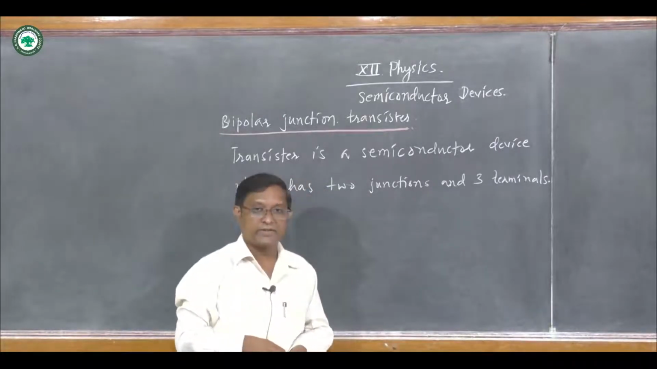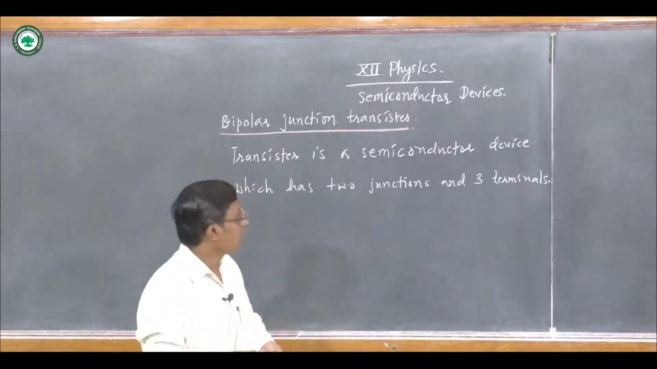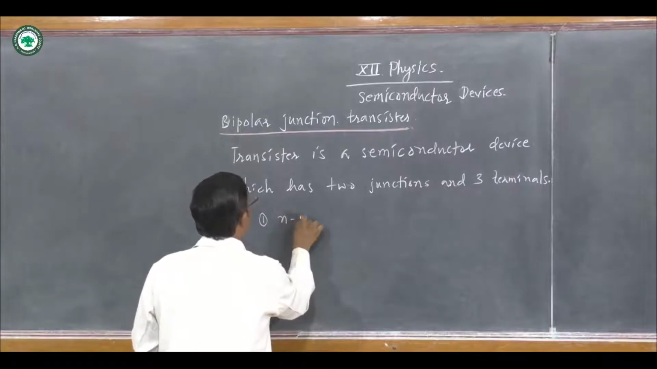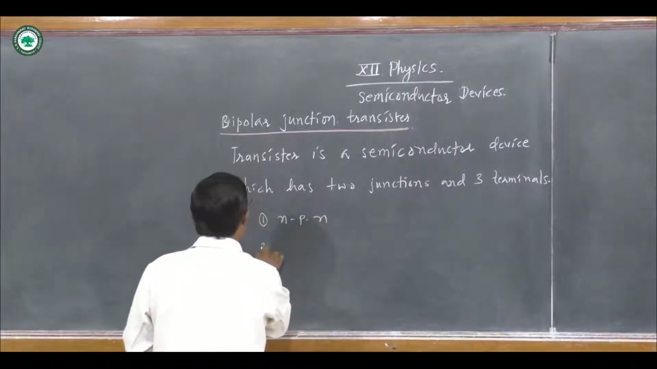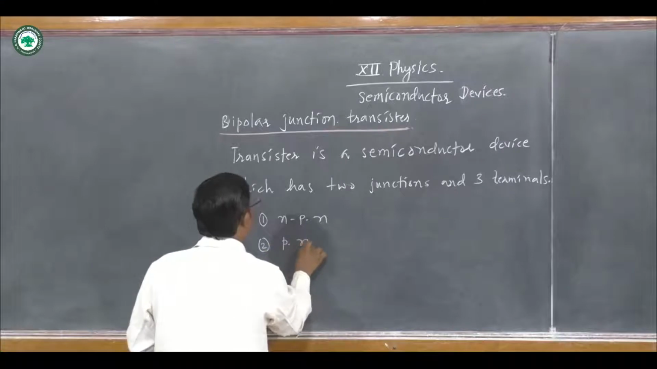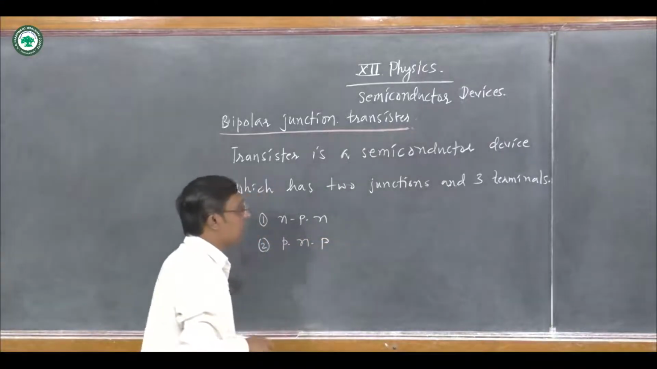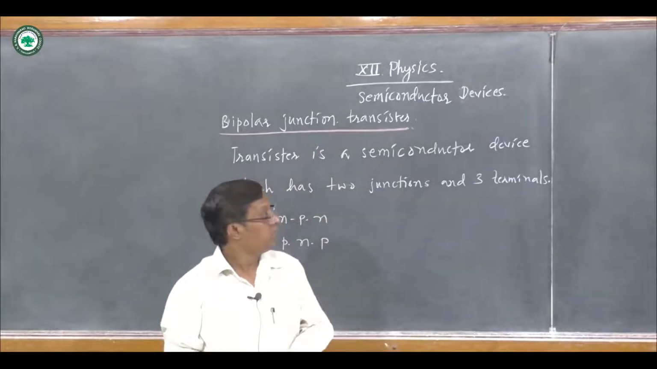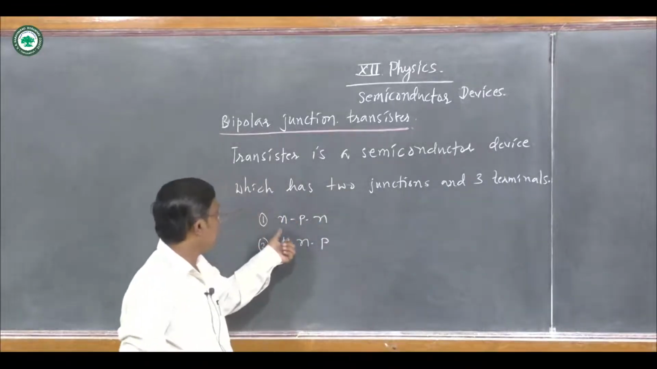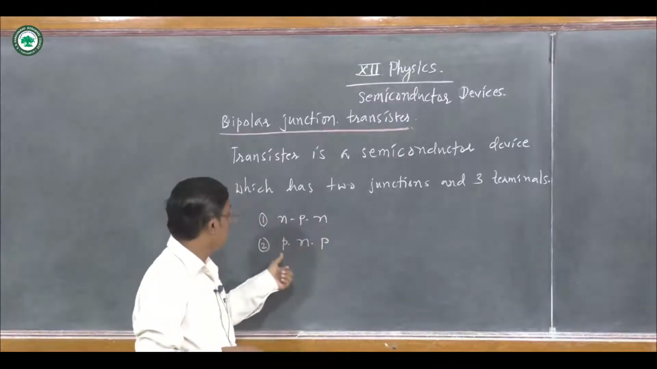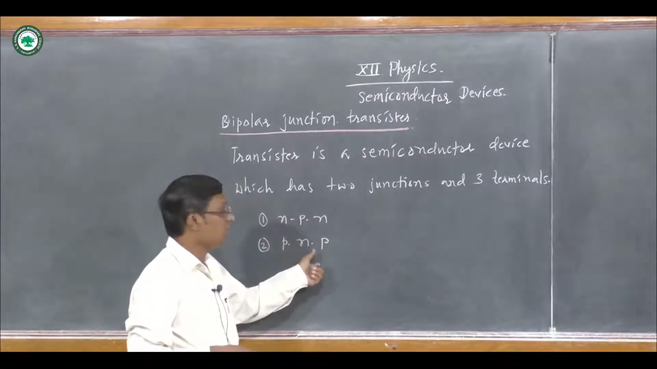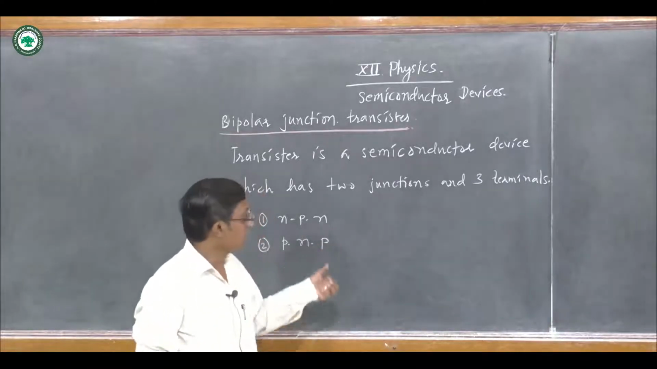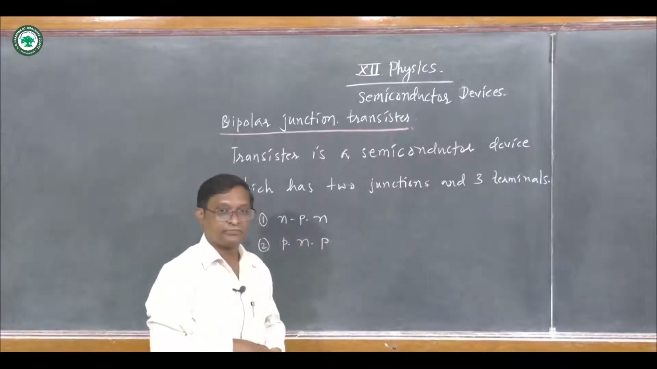This transistor has two types. One is the NPN transistor and the second one is the PNP transistor. These are the two types of the transistor, which consist of NPN and PNP regions in it. Semiconducting materials are used in this transistor.